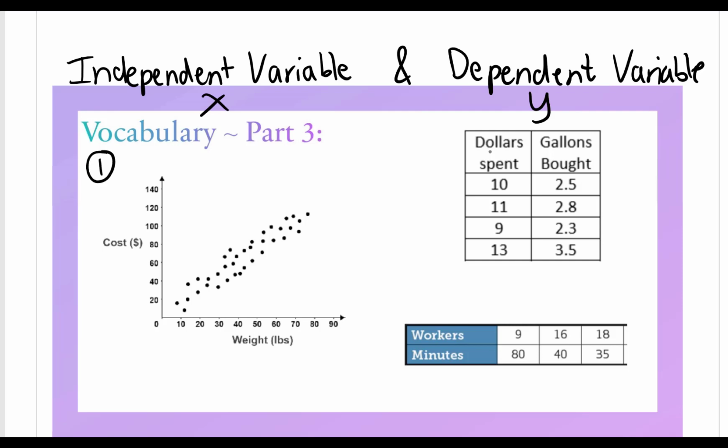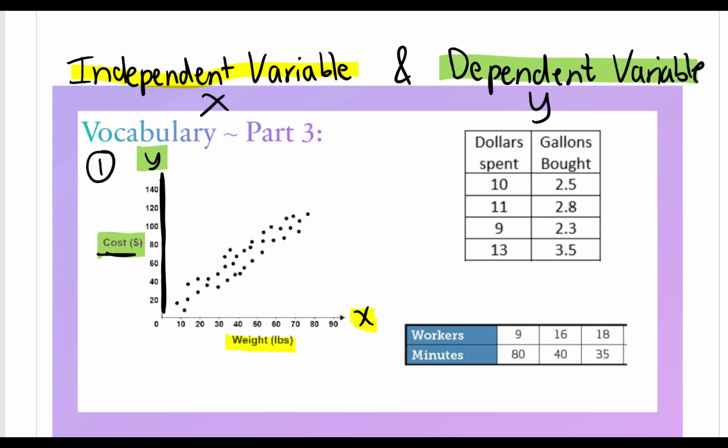So, on number 1, we have a graph. So aquí tenemos una gráfica. This is the x-axis, and this is the y-axis. So the independent variable is weight, and dependent variable is cost. So aquí tenemos una gráfica y el eje de X es el variable independiente. El eje de Y aquí es el variable dependiente.